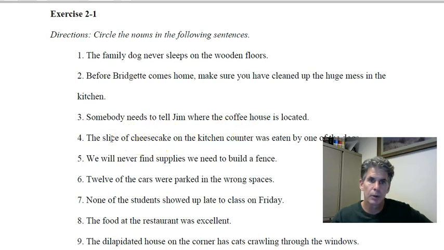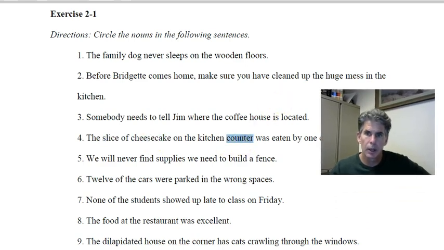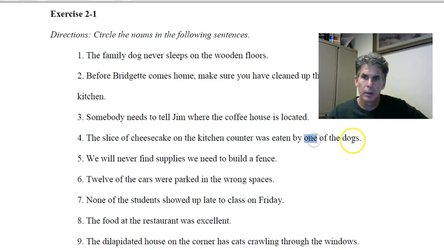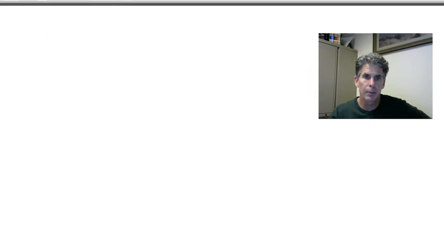So in number 4, slice is the first noun. Cheesecake, counter, and 1, dogs. Okay, so those are the nouns. I should mention to you, by the way, 12 is also a noun. Numbers can be nouns. So, you know, none is a noun, and things like that. See how well you do with this. Just do your best. And let me jump on to the next one.